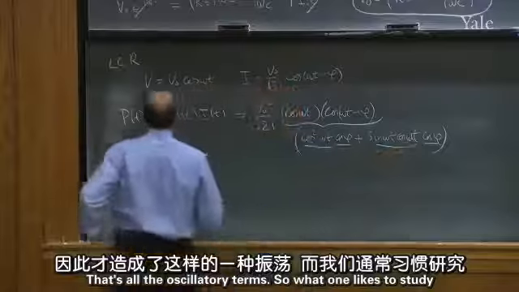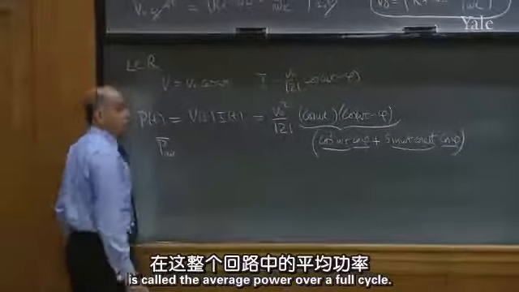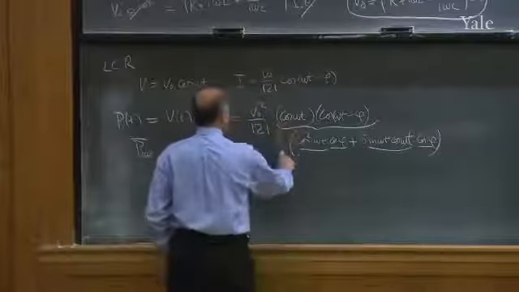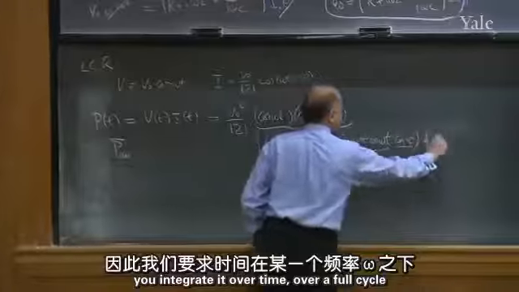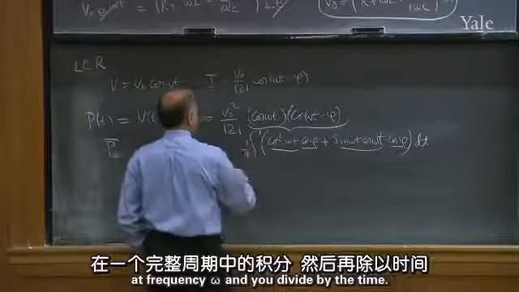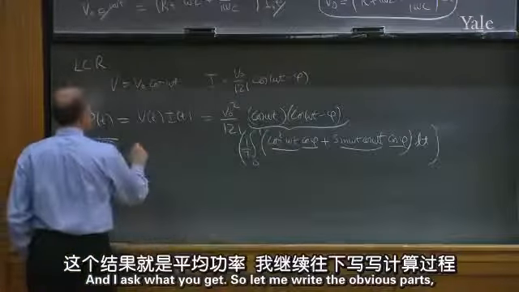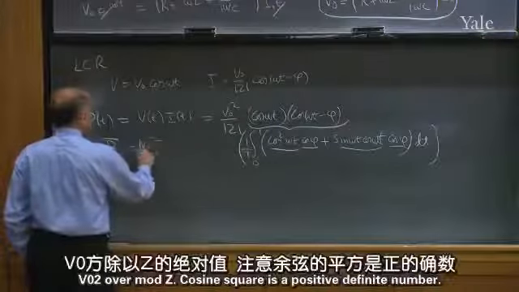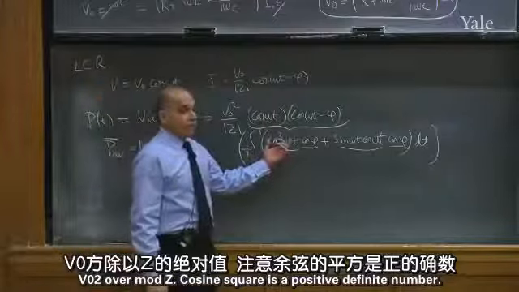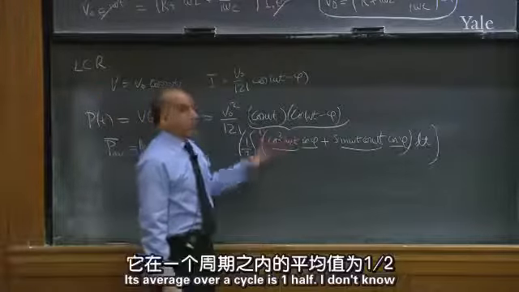So what one likes to study is called the average power over a full cycle. That means you take this time-dependent function, you integrate it over time, over a full cycle at frequency omega, and you divide by the time. And ask what you get. So let me write the obvious parts, V0 squared over mod Z. Cosine squared is a positive definite number. Its average over a cycle is 1/2.